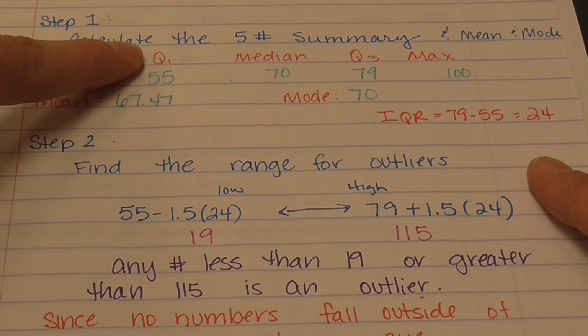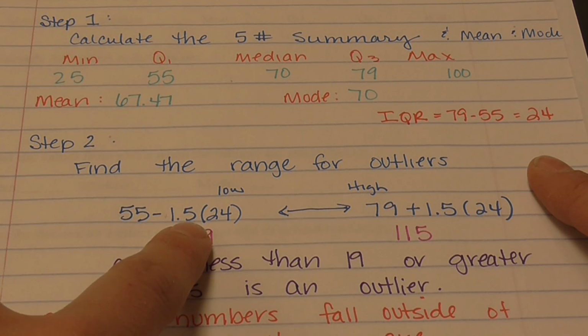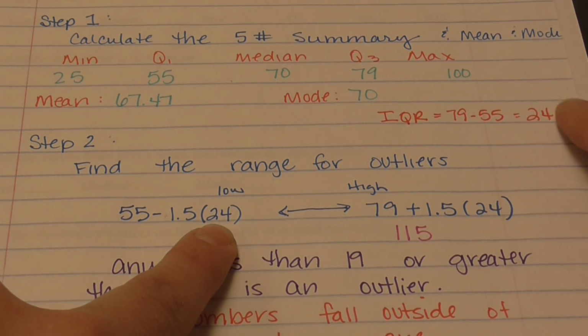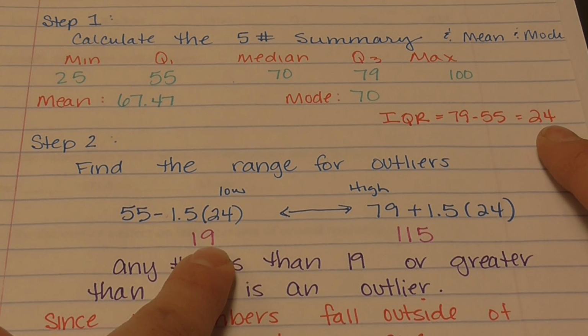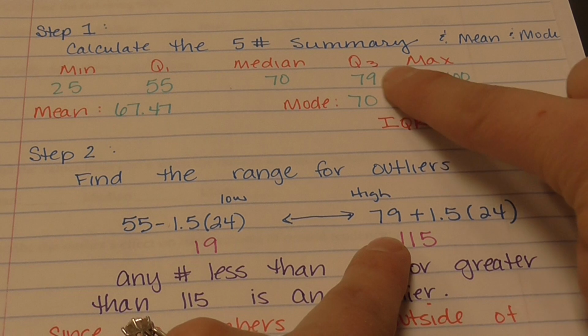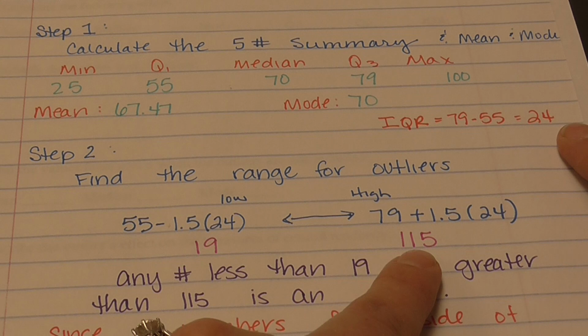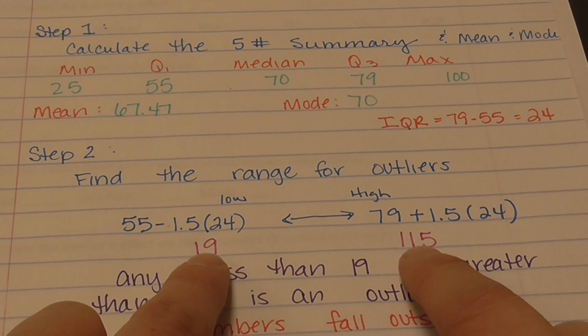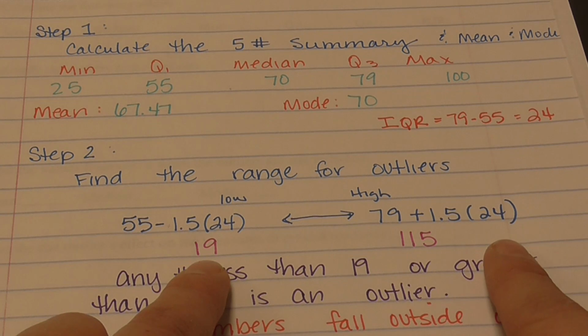You take your Q1, which is 55, and you subtract 1.5 times your interquartile range, which is this number up here. That's the low end number, which when you plug it into your calculator, you get 19. The high end number is your Q3 plus 1.5 times your interquartile range. That's 115. So as long as the data is inside 19 to 115, it's not an outlier. If it's smaller than 19 or bigger than 115, it is an outlier.